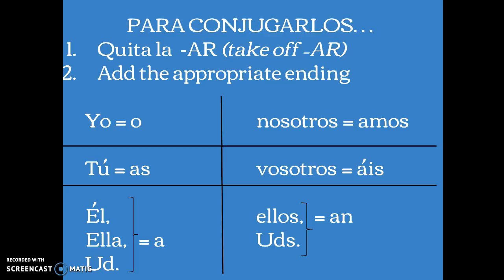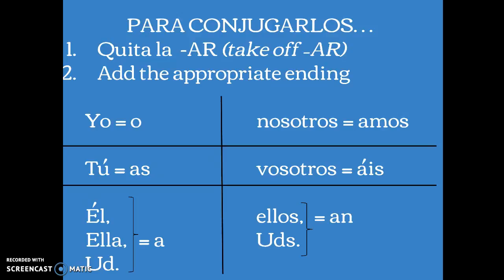The ending that matches up with a yo conjugation of a verb is o. The ending that matches up with a tú conjugation of a verb is as. The ending that matches up with an él, ella, or usted conjugation of a verb is a. For nosotros, the matching ending is amos. For vosotros, the matching ending is áis, with an accent over the a. And for ellos and ustedes, the matching ending is an.